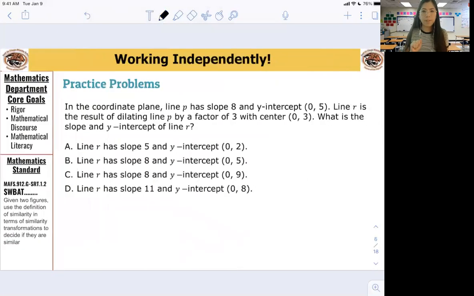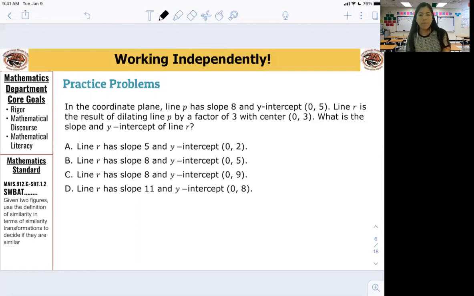Moving right along. Okay, now we get a little bit more tricky. I see numbers. Who would like to read this one? In the coordinate plane, line P has slope 8 and y-intercept 0, 5. Line R is the result of dilating line P by a factor of 3 with center 0, 3. What is the slope and y-intercept of line R?